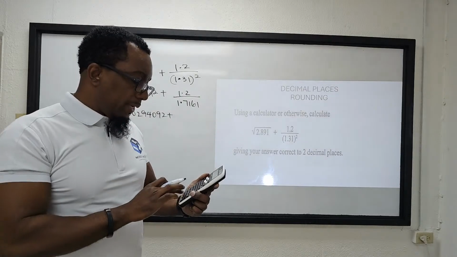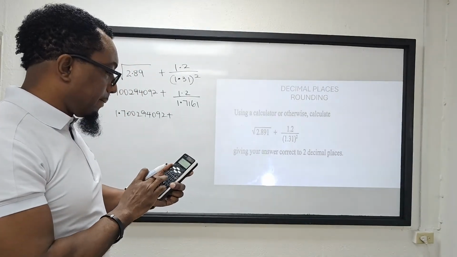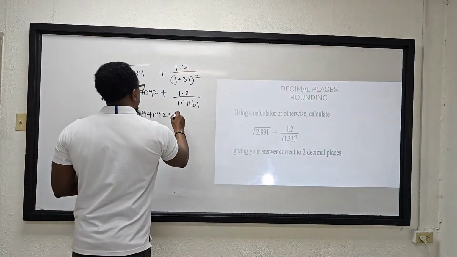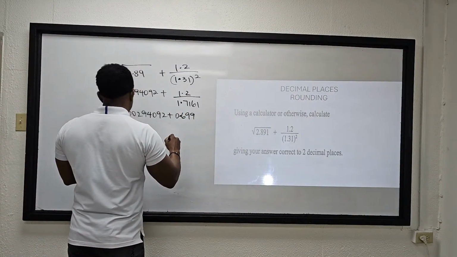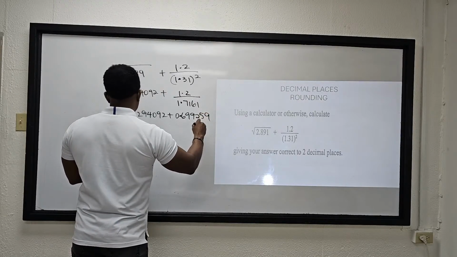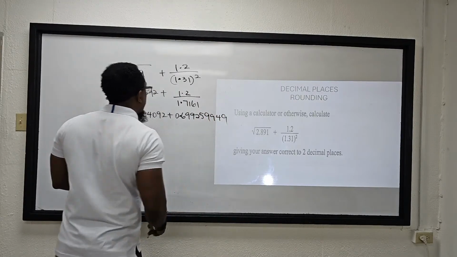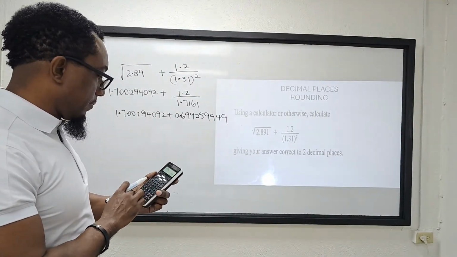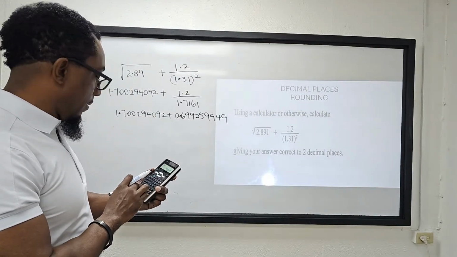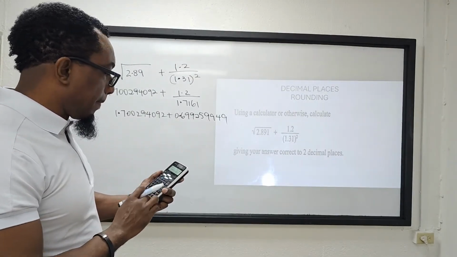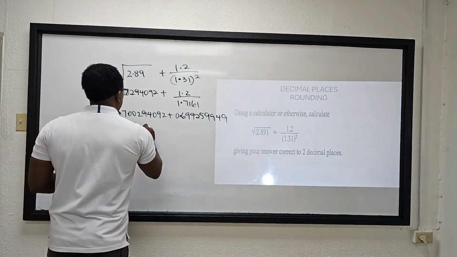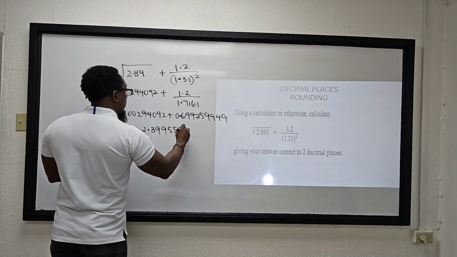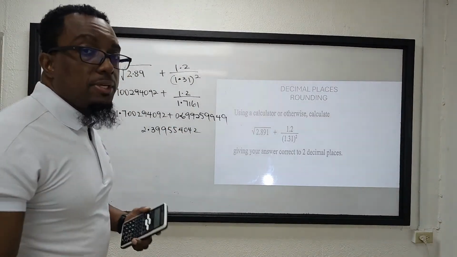So dividing those two quickly, this will give me 0.699259949. Let me add those two. Let's see what we're going to get. Right, so we're going to get 2.399554042, and now let's approximate this to the correct 2 decimal places.